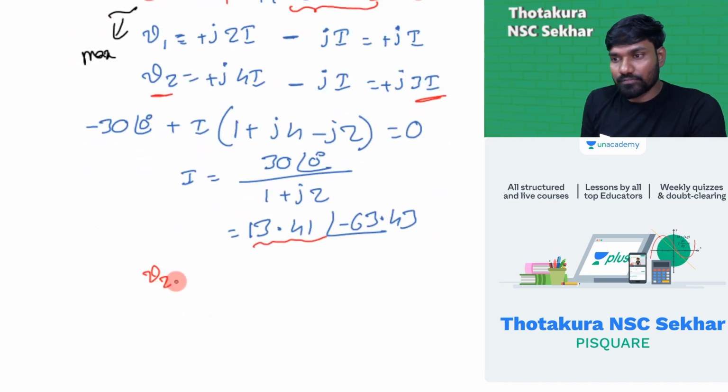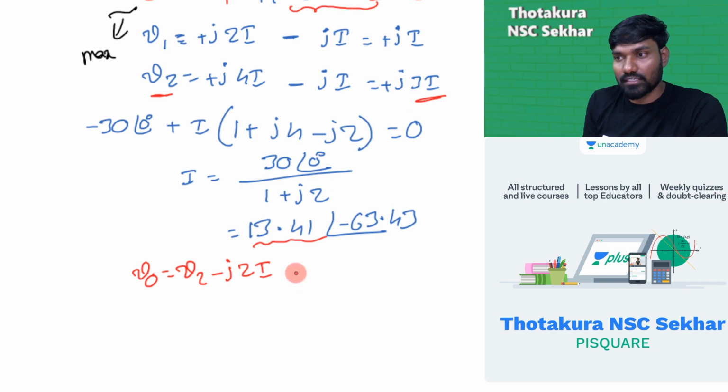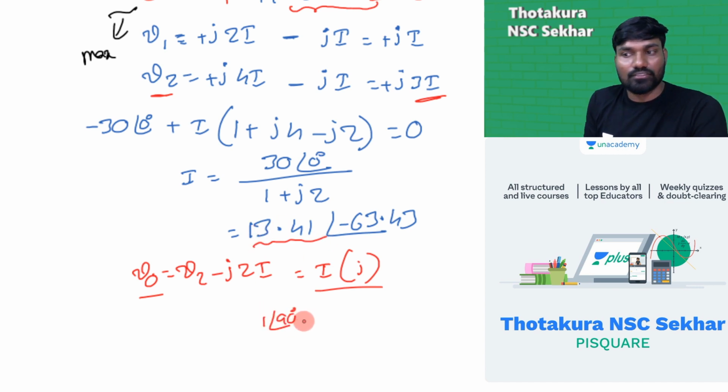V0 is equal to V2 minus J2I. V2 value is J3I, so take out I common. J3 minus J2, you will get J. So V0 is equal to Ji. Okay, so Ji means J is what? 1 at an angle 90 degrees. J is 1 at an angle 90 degrees into I value, which is 13.41 at an angle minus 63.43. This is the value of V naught.